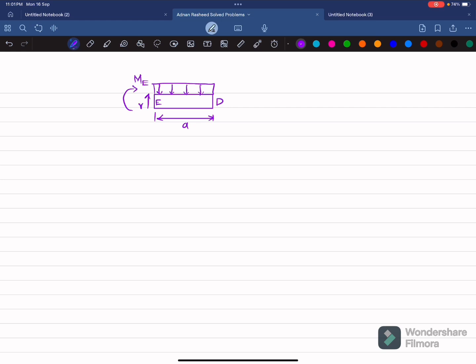We will use the equation of equilibrium, that sum of all moment about point E is equal to 0, taking the counterclockwise moment as positive. So this was distributed load W naught. When converted to a point load, it will be equal to W naught into the length over which it acts, so A. And it will act at a distance of A by 2 from either side. Clear?